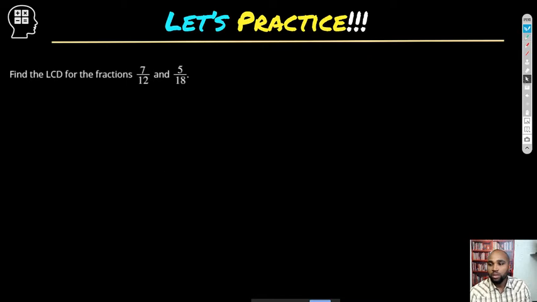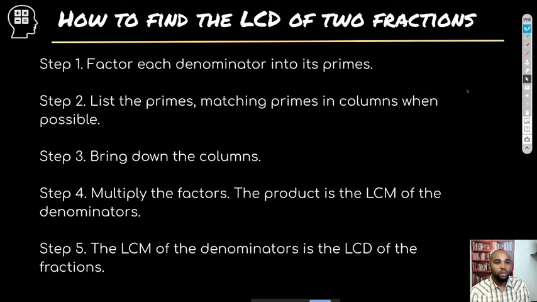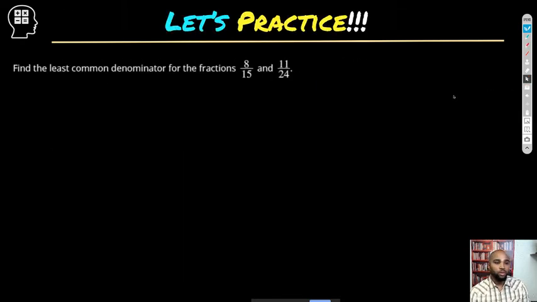So let's do another problem. How to find the least common denominator of 2 fractions. Basically, what did we do? Let me sum it up. Factor out each denominator into its primes. List the primes, match them. So we listed them, we matched them, and we brought them down into columns. Then we multiply them out. And the least common multiple of the denominators is the least common denominator of the fractions. So I just illustrated that for you, but those are the steps. What about this one? Find the least common denominator for these fractions.